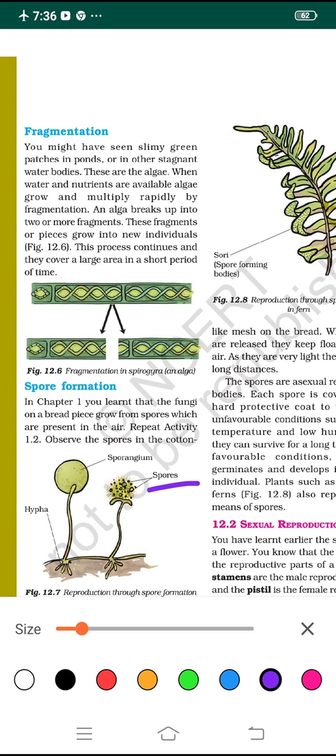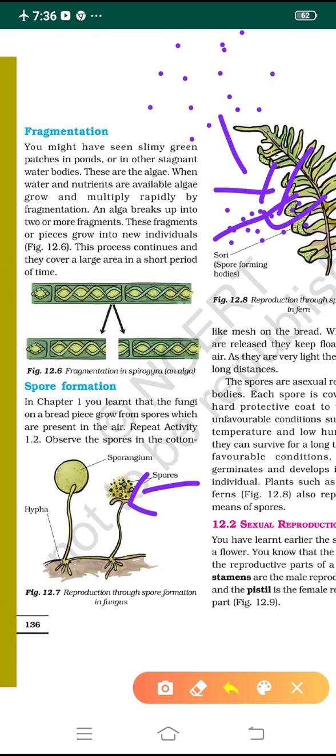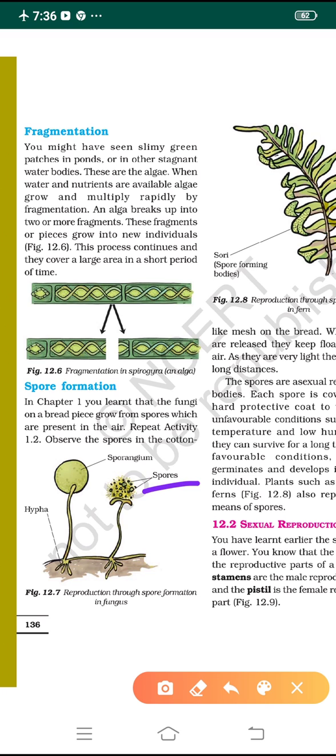You can see the spores here, spread out like this in the air. Whenever they come in contact with any food item, they multiply in number, so the food gets spoiled there and their number increases. They get their food directly. Dear students, you must remember that the fungi growing on a bread piece grow from the spores which are present in the air.